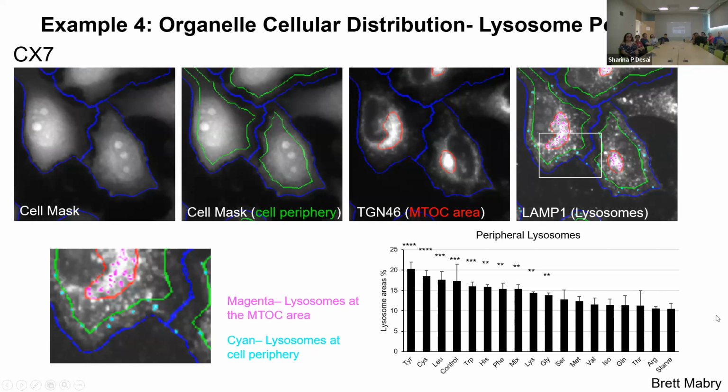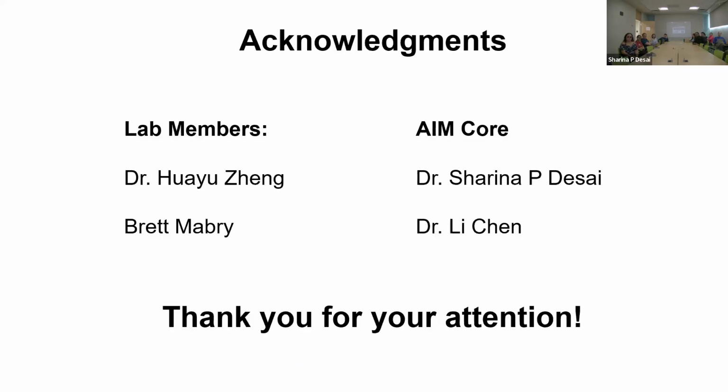And here is a project in our lab. We try to figure out how lysosome positioning responds to different amino acids. And the undergraduate student, Brad, did this experiment. He treated the cells with different individual amino acids to see how lysosome positioning responds to this. Okay, I will stop here. I hope by this example, you get some idea about how we use these tools in our lab research.